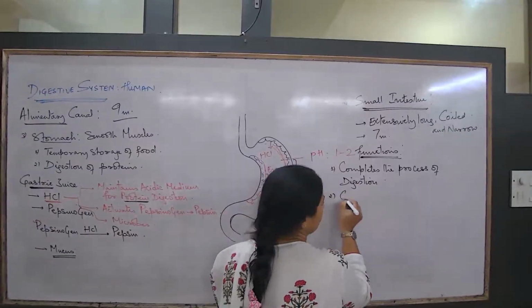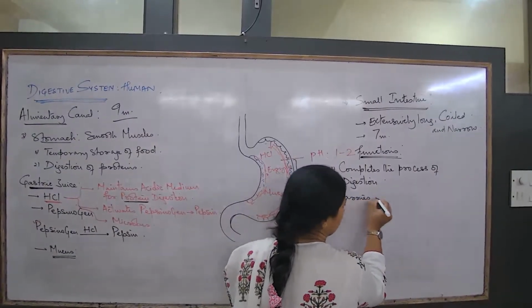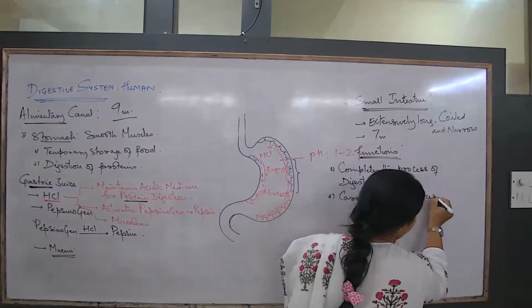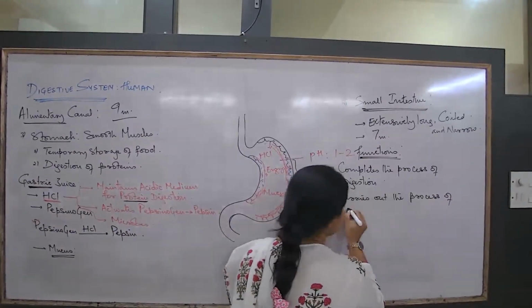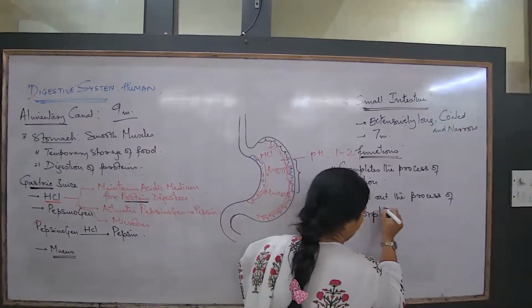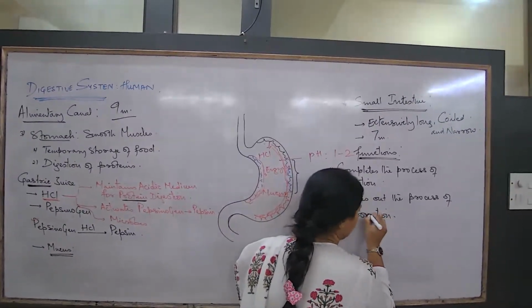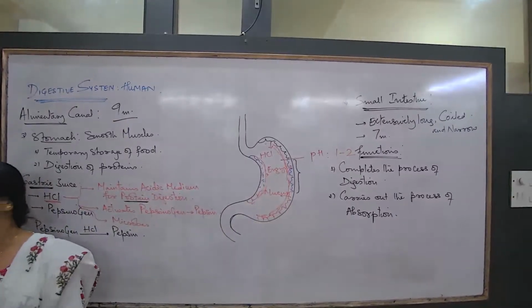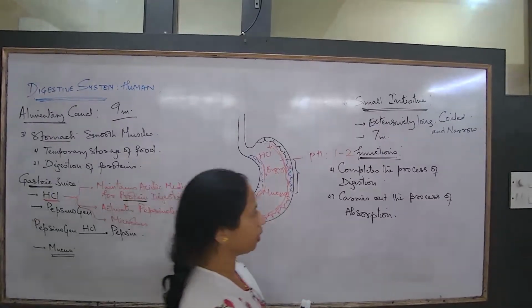Number two, carries out the process of absorption. Now, try understanding. I'm talking about two words. One is digestion. Completes the process of digestion. What does this mean?